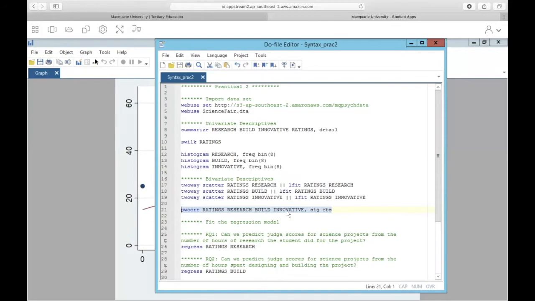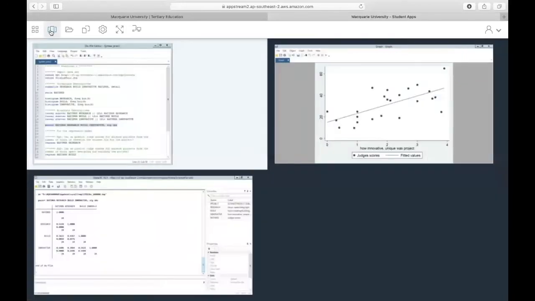So if we want to know how hours spent researching relates to hours spent building, we'll also get that information. Now, when you include the comma sig at the end, you're telling Stata to also print the significance level, or the p-value. And obs is telling Stata to print the number of observations. If you didn't include that, you would just get your correlation coefficient and you wouldn't be able to tell if it's a significant correlation or not. Okay, we can run that command and take a look at the output.